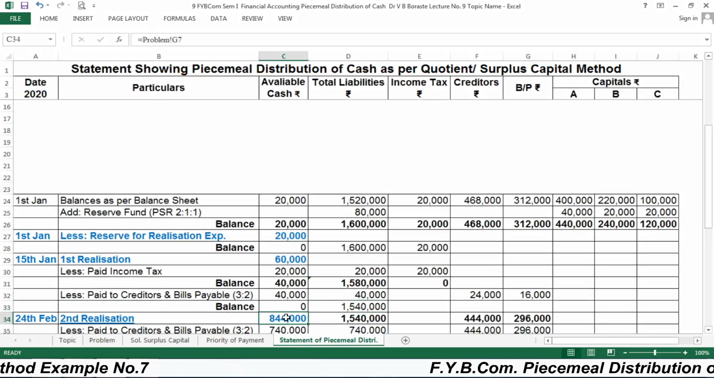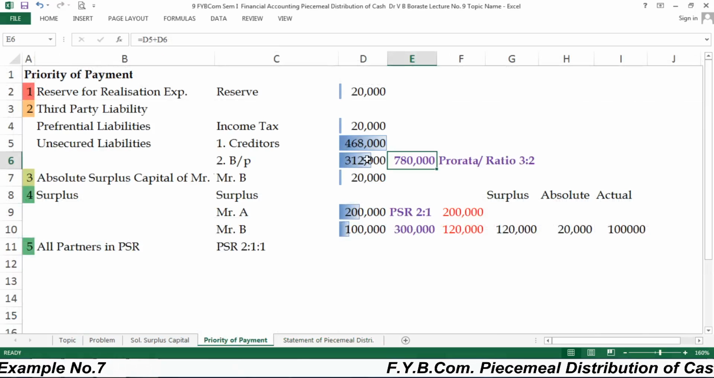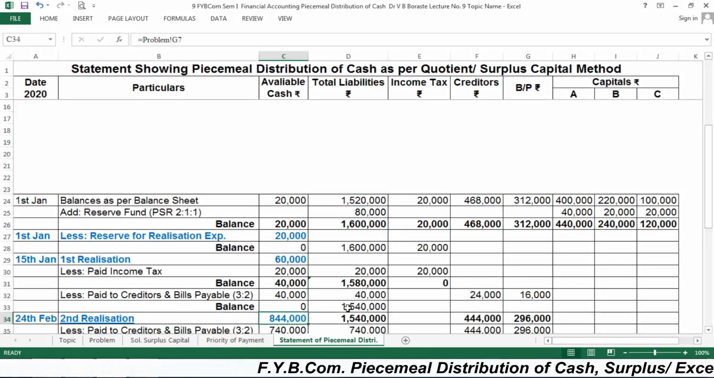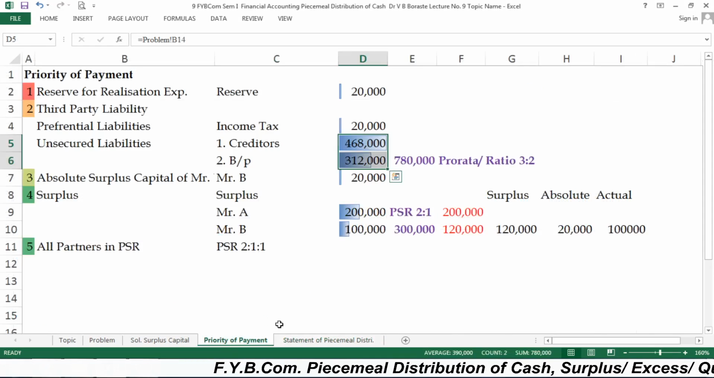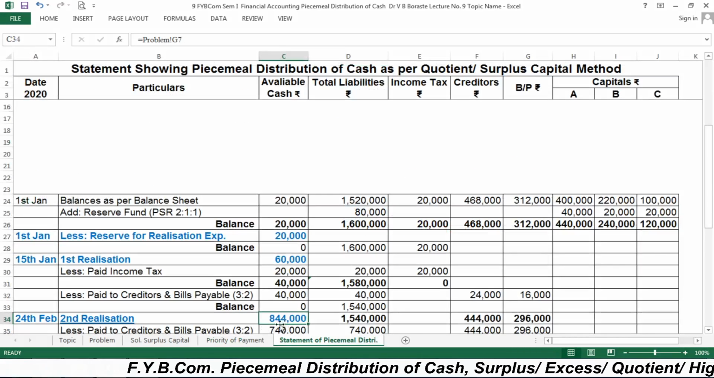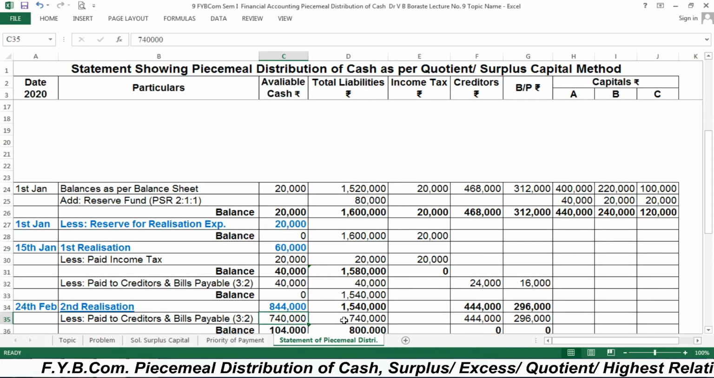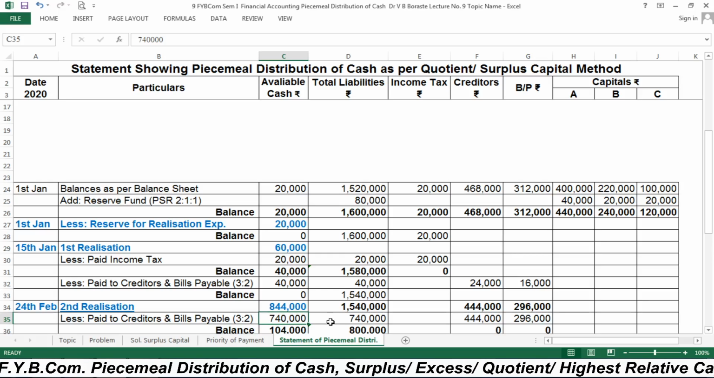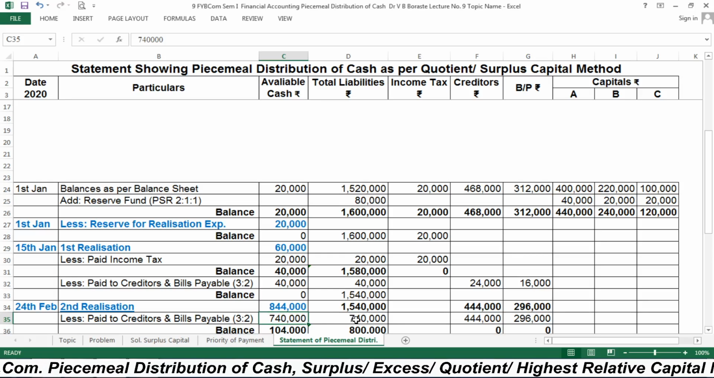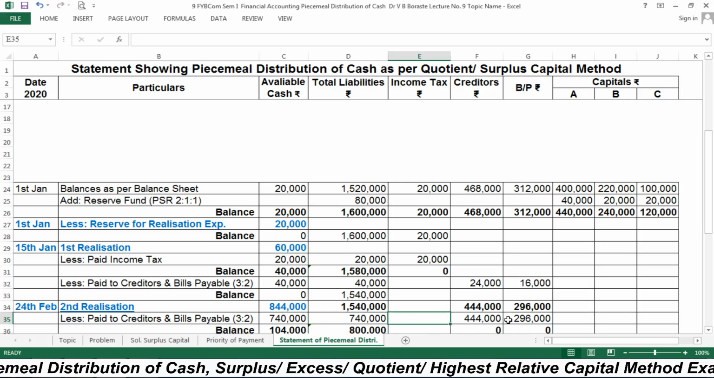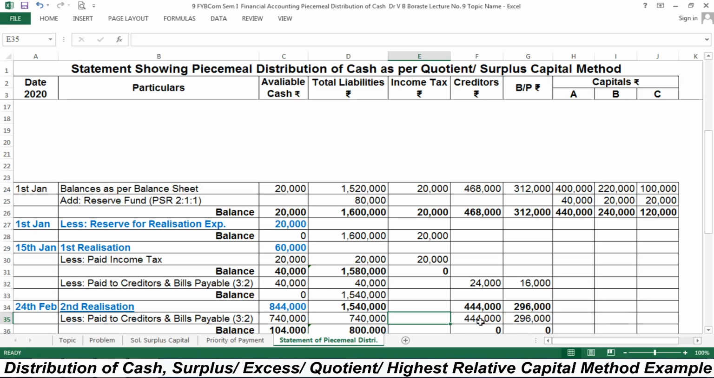Second realization 8,44,000. At an earlier stage we had to pay creditors and bills payable rupees 7,80,000. Out of this we already paid 40,000 in this step. That means in the next step we have to pay 7,40,000 to creditors and bills payable, in the ratio of 3 is to 2. So total cash will be reduced by 7,40,000. Total liability will be reduced by 7,40,000, and creditors will get rupees 4,44,000 and bills payable will receive 2,96,000.